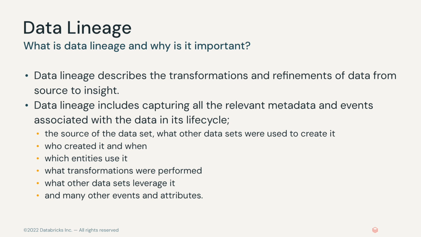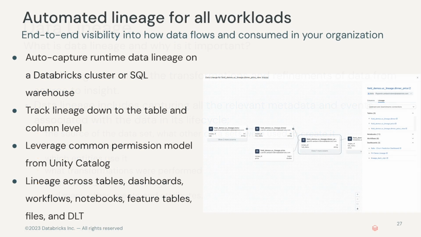Data lineage helps organizations be compliant and audit ready, thereby alleviating the operational overhead of manually creating the trails of data flows for auditing reporting purposes. Unity Catalog provides built-in data lineage and offers end-to-end visibility into how data flows and is consumed in your organization. Customers can auto-capture runtime data lineage on a Databricks cluster or SQL warehouse and track lineage down to the table and column level, and even leverage common permission models from Unity Catalog.